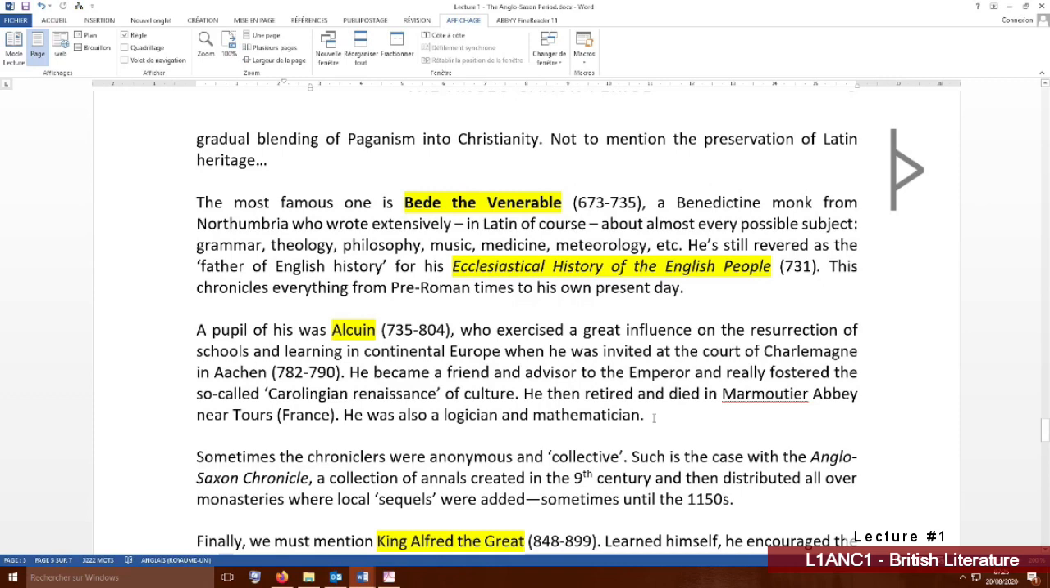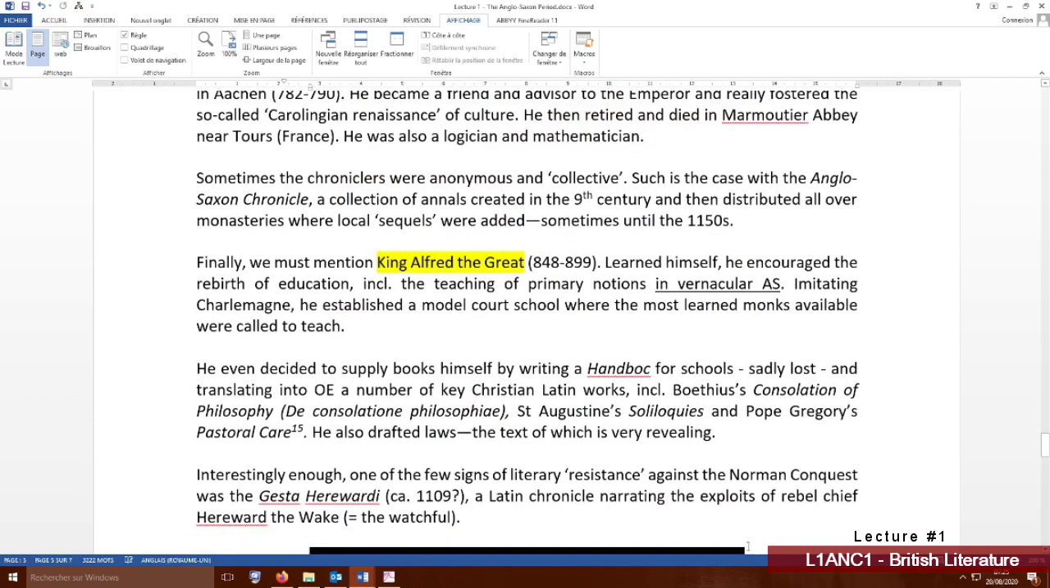Sometimes the chronicles are collective and anonymous. For instance, we have an Anglo-Saxon chronicle from the 9th century, which is distributed in terms of manuscripts all over monasteries. Sometimes the manuscript was copied in a certain monastery and the local monks added some sequels. At another monastery they would add a different sequel. So sometimes it's really a bit messy and collective.